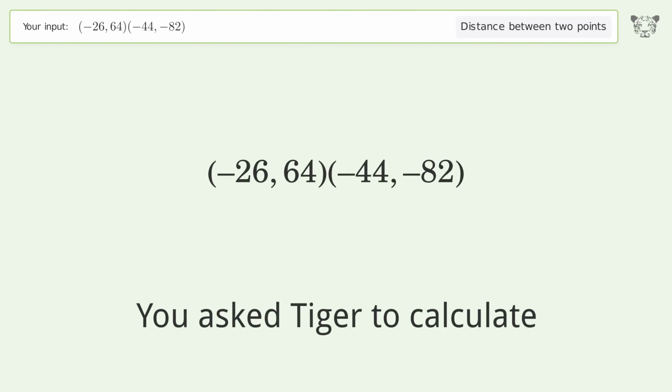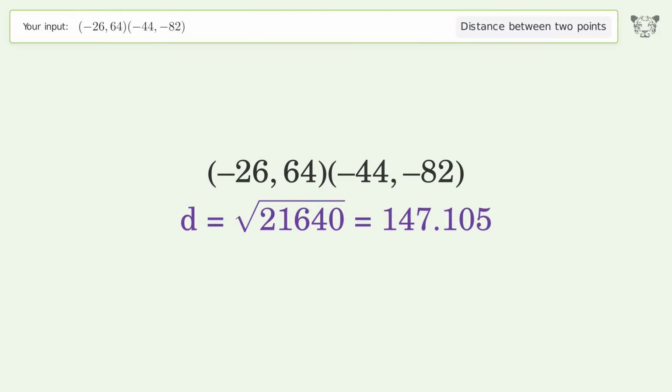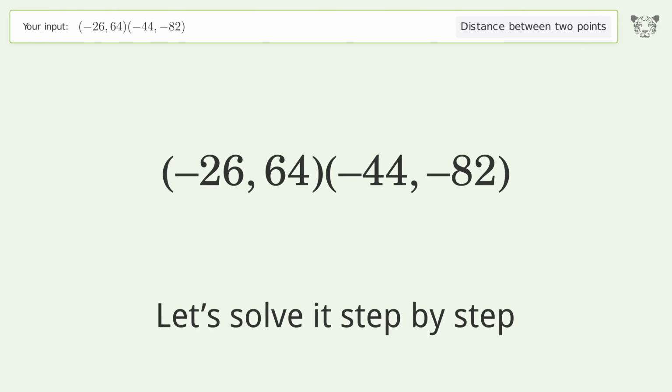You ask Tiger to calculate. This deals with the distance between 2 points. The distance between the 2 points is the square root of 21,640, or 147.105. Let's solve it step by step.